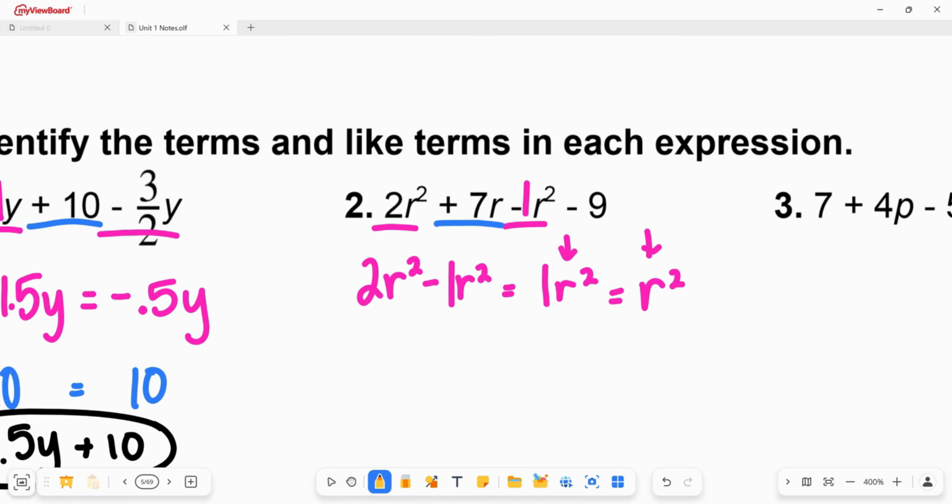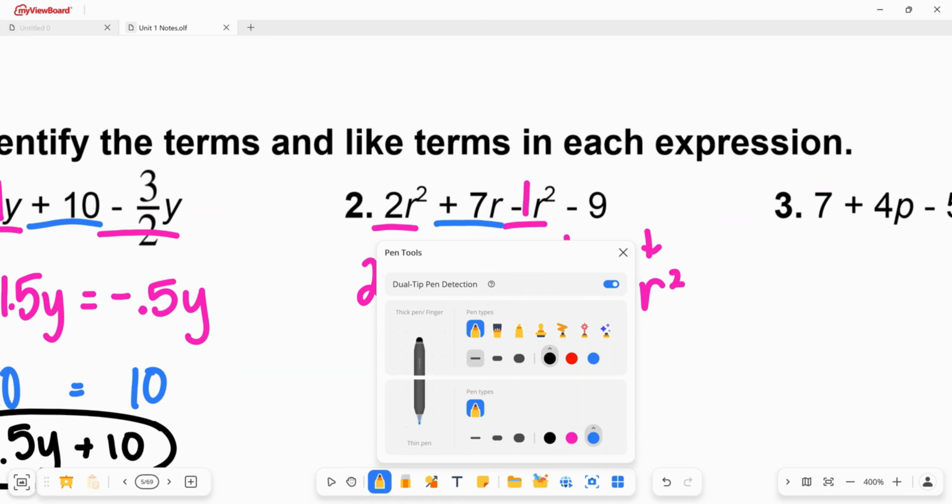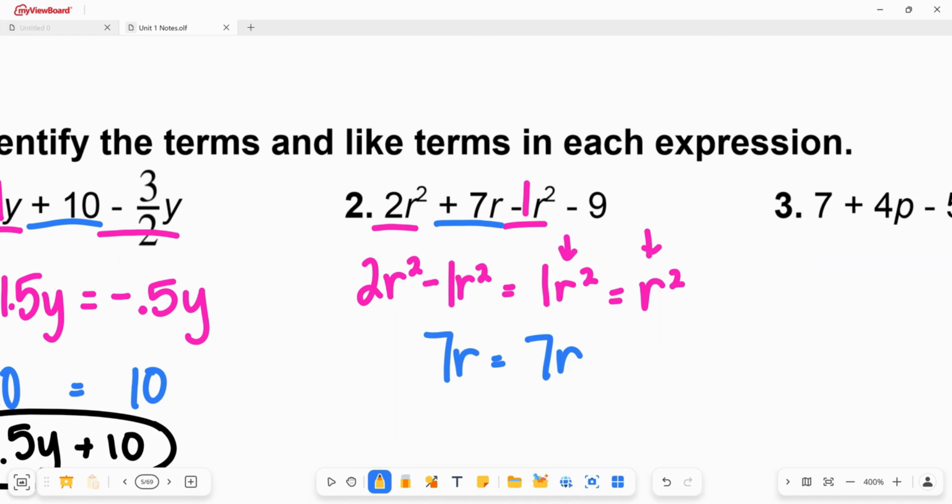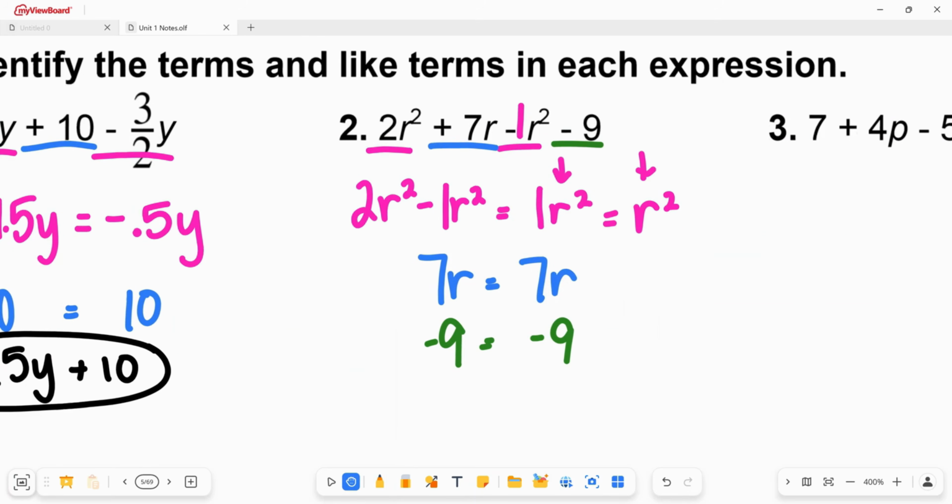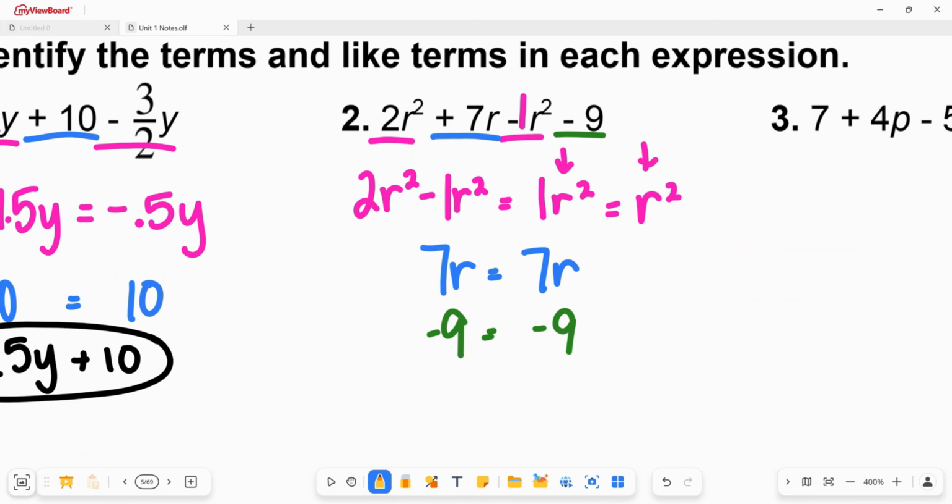Well, I have a 7r. Nothing is paired with that. So 7r doesn't change. And then I'm going to look. Let me change my color one more time. I've got a negative 9 too. And that doesn't change anything either. So when I go through and I write this now, I'm actually going to have 3 pieces left, which is okay. So I have a positive 7r, or a positive r squared, a positive 7r, and then a negative 9.